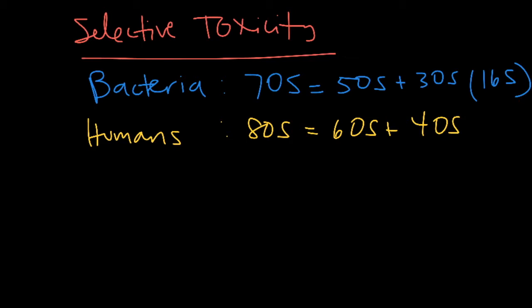In humans, there is a total of an 80S ribosome, which is composed of a 60S subunit and a 40S subunit. The way I remember this is that humans have 10 more S's than bacteria. So 70S plus 10S gives you 80S, 50S plus 10S gives you 60S, and 30S plus 10S gives you 40S. So if you remember bacteria, just add 10 to every number and you get the subunits for humans.